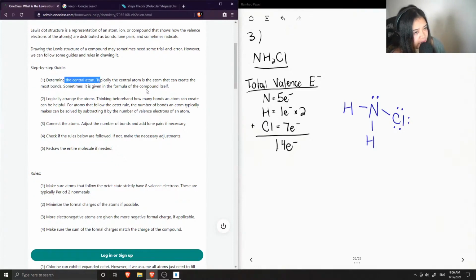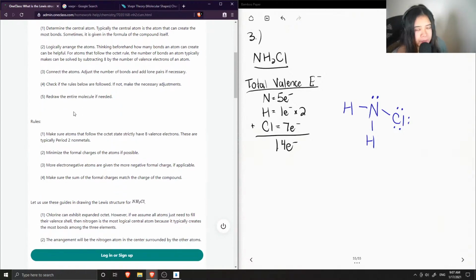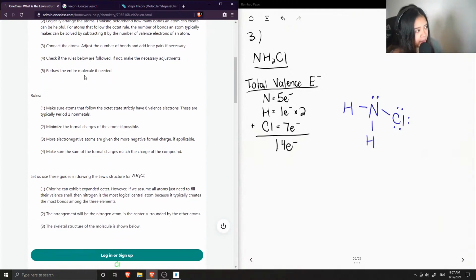We determined the central atom, which was nitrogen, logically arranged the atoms. So if you know that this atom is able to form multiple bonds, then it's helpful to know that it would probably be the central atom. And also, usually the least electronegative, with the exception of hydrogen, is typically the central atom as well. Connect the atoms and then check the rules below are followed. If not, make necessary adjustments. Redraw the entire molecule if needed, so hopefully you don't get to that step.